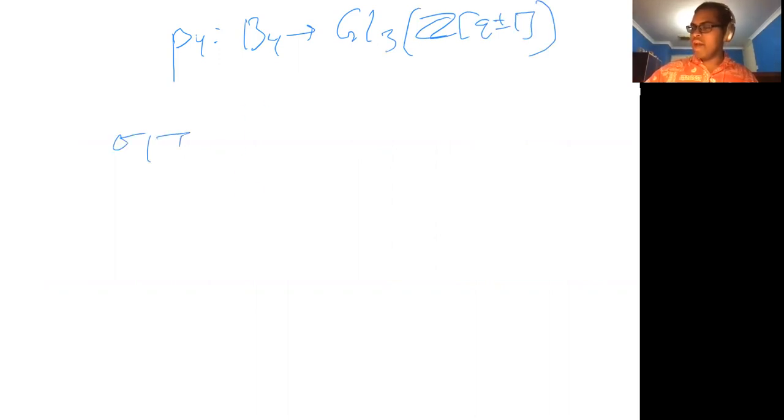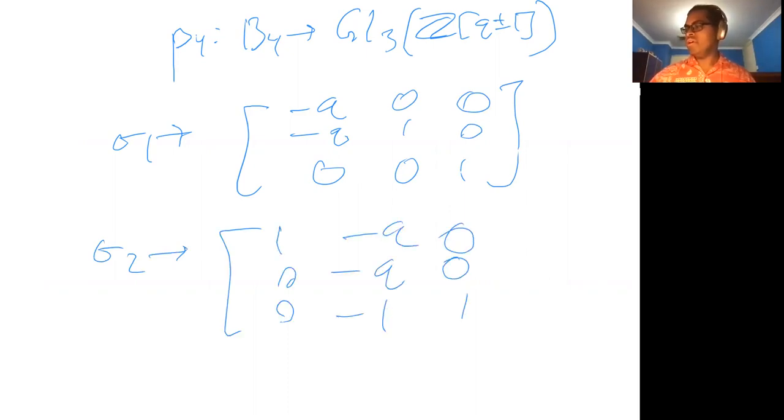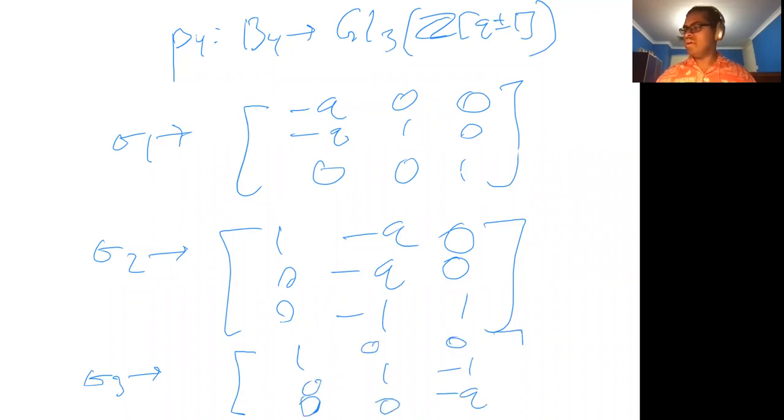So sigma 1 is going to map to the matrix with rows (-Q, -Q, 0, 0), (0, 1, 0, 0), (0, 0, 1, 0), (0, 0, 0, 1). And sigma 2 is going to map to a similar matrix with entries 1, -Q, -Q, -1, 1, 0, 0. And finally, sigma 3 is going to map to a matrix with entries 1, 1, -1, -Q, 0, 0, 0, 0. Okay, so this is the Burau representation of B4.